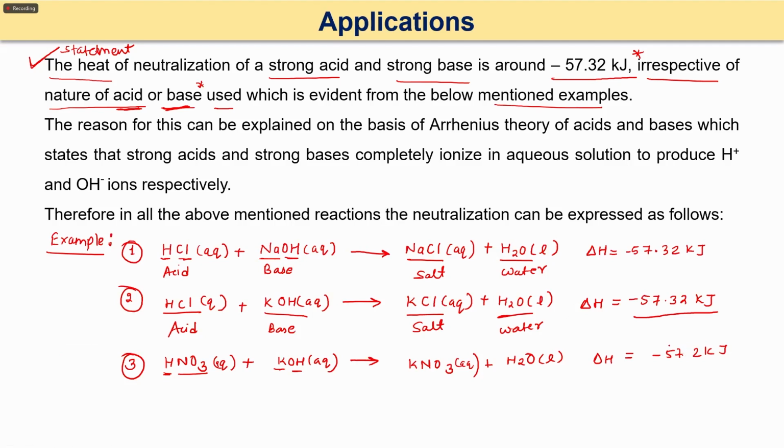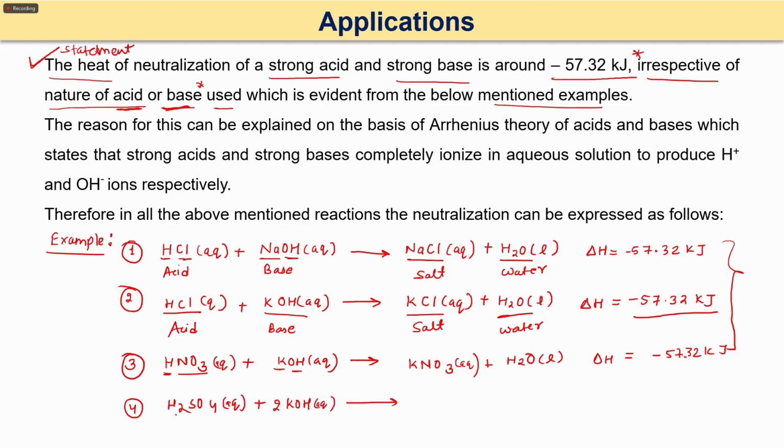That is minus 57.32 kilojoule. Same as in these cases. Now let us take the last example. Let us take sulfuric acid. It's a very strong acid, right? And we are neutralizing it with a base, that is potassium hydroxide.